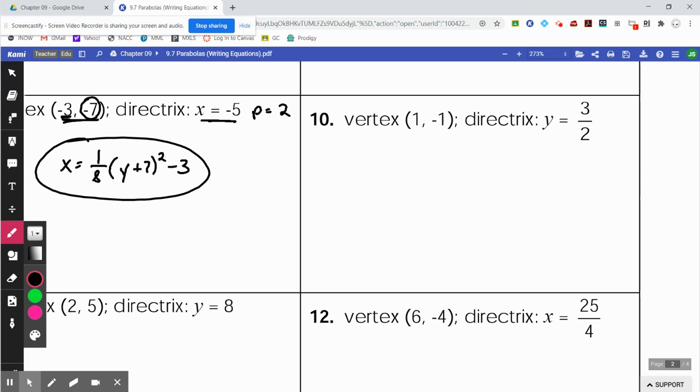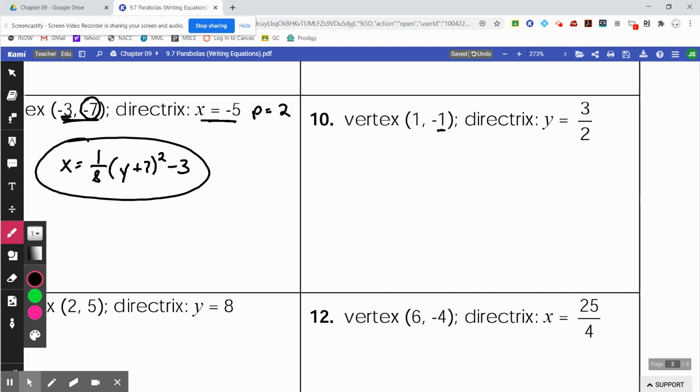Again, vertex and directrix, you just have to determine if the directrix, since it's a y equals, is going to be a horizontal line, is it above or is it below? And that's going to tell us if it cups up or if it cups down. So look at our y values. You have a y value of 1, -1, and a y value of 3/2. That means 3/2 is above that 1, -1. So that means that my parabola here is going to cup down.